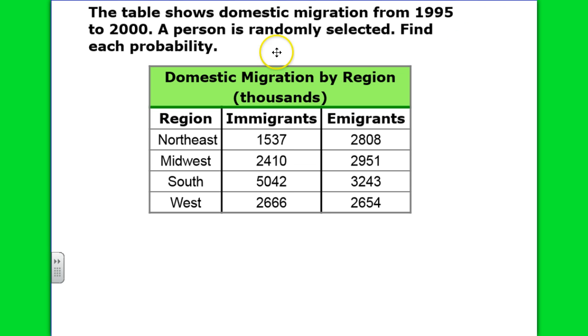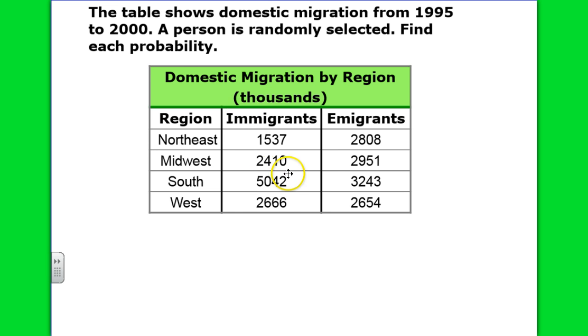This table shows domestic migration. That means people moving around in the country, within a country, not outside of a country. Domestic is within a country. From 1995 to 2000. A person is randomly selected, and so find each probability.